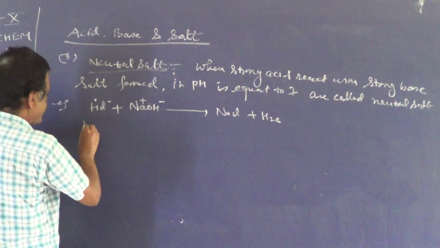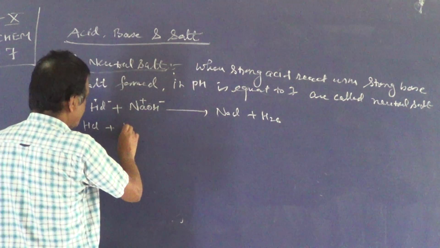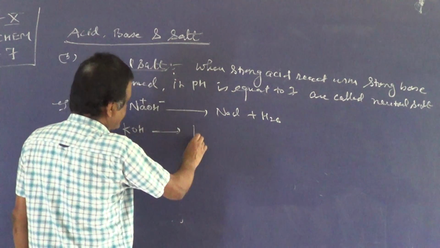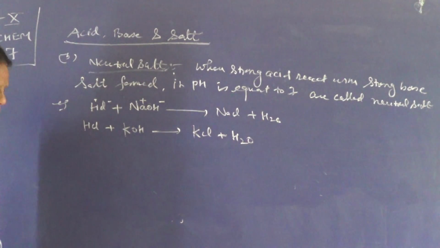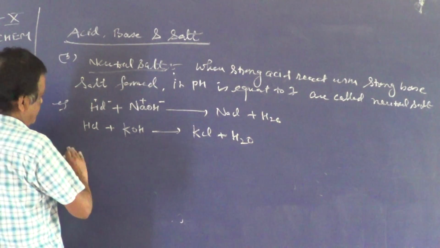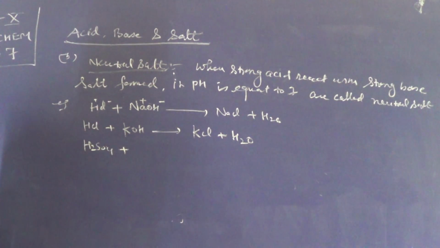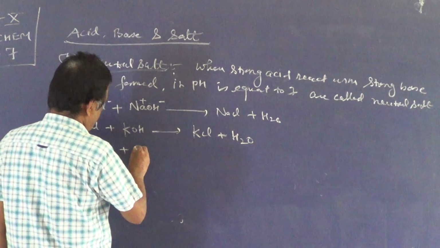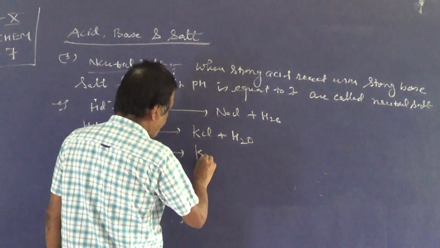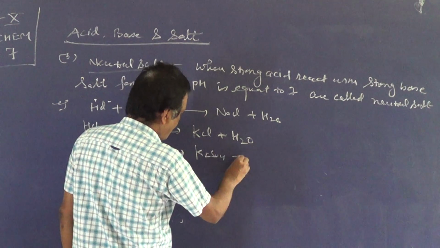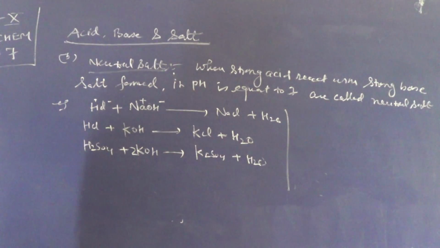A strong acid HCl and a strong base KOH give KCl, potassium chloride, plus water. KCl is a neutral salt. A strong acid is H2SO4, sulfuric acid, and a strong base is KOH. What salt is formed? K2SO4 plus water. Potassium sulfate is a neutral salt. This is the example of neutral salt.